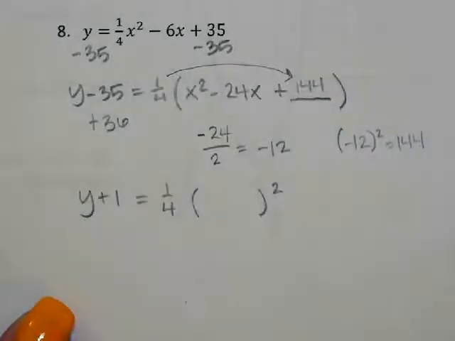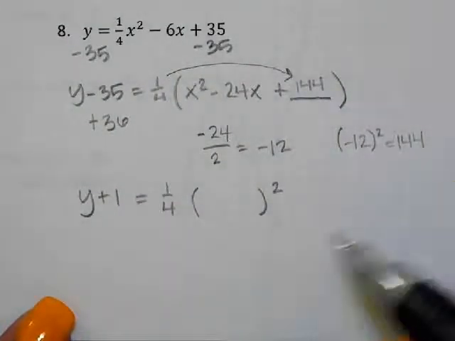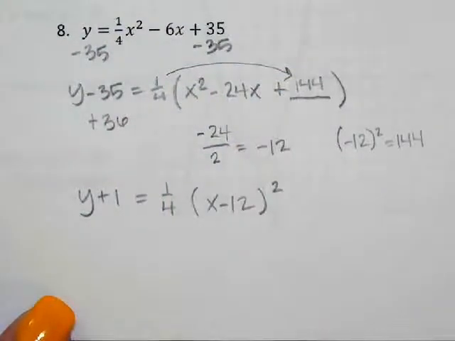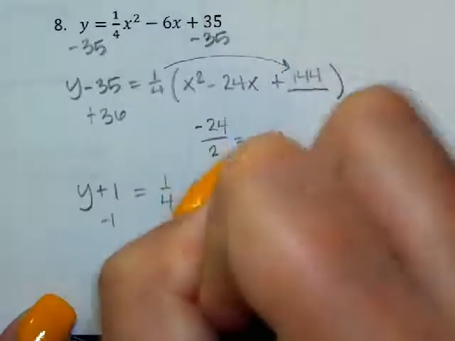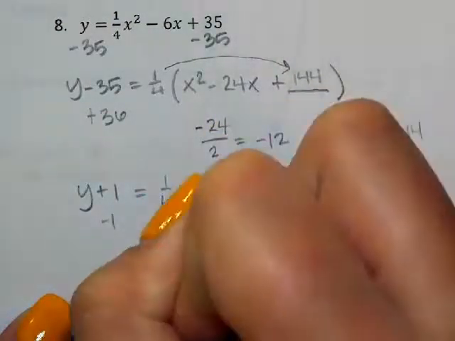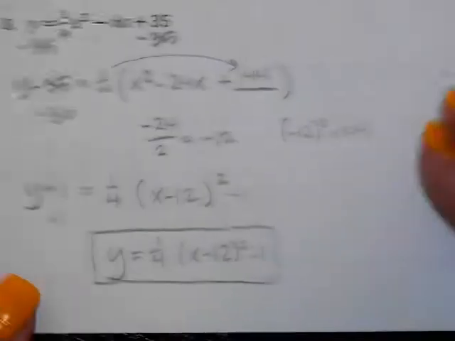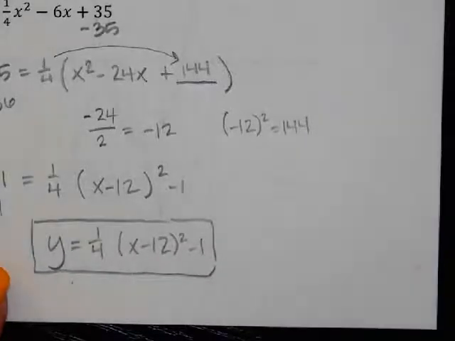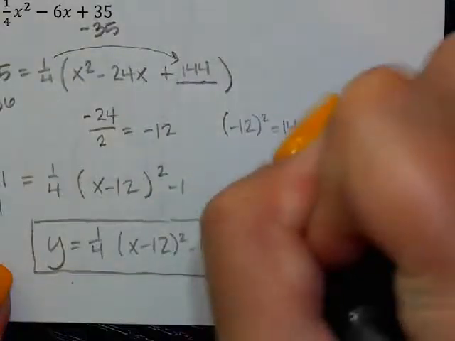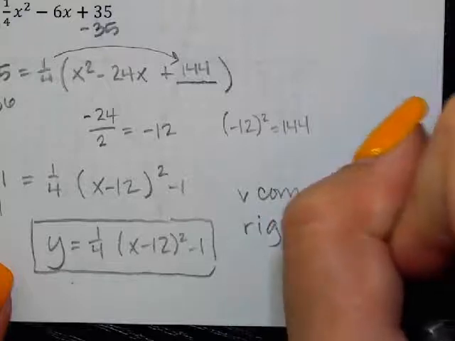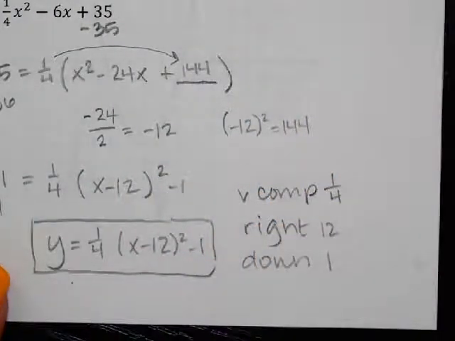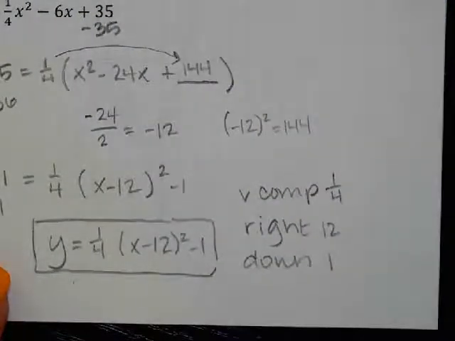All right, so we got something in parentheses squared. What should we write in the parentheses squared? x minus 12. Okay. Subtract the 1. Now, we're not done because what else do the instructions say to do? Find the transformations. I see 3 transformations. What are they? Okay, what else? Right 12, down 1. So we're getting the transformations from this version, not from the original. Oh, just to get into vertex form.